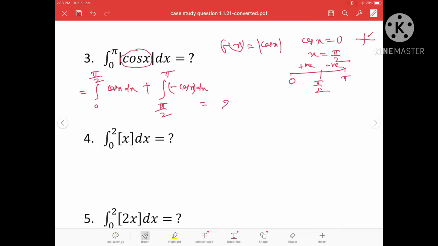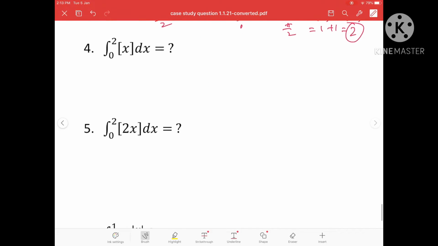Integration of cos x is sin x from 0 to pi by 2, minus integration of cos x, which is again sin x, from pi by 2 to pi. If you find the value, you will get sin 90 is 1, sin 0 is 0, minus sin pi is 0, sin 90 is 1. So 1 plus 1 is 2. So integration of mod cos x from 0 to pi is 2.